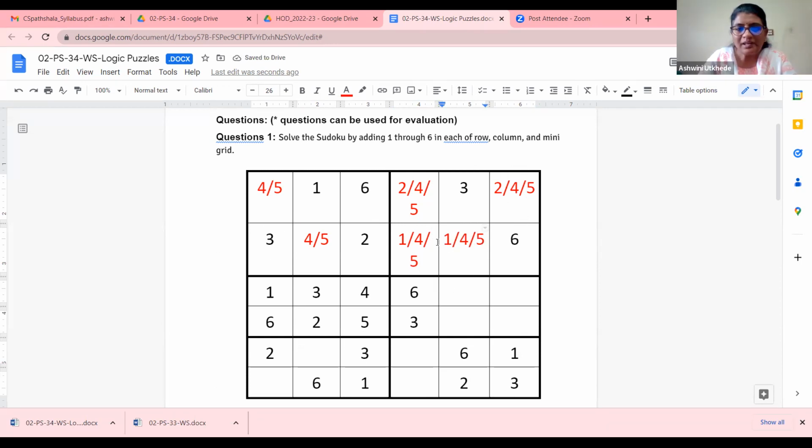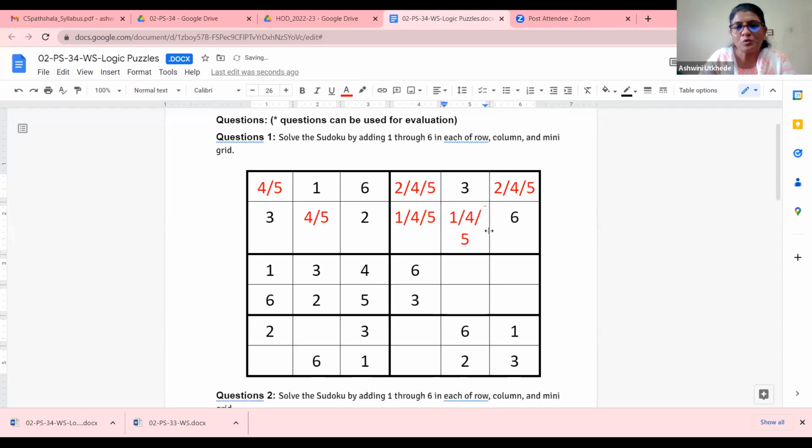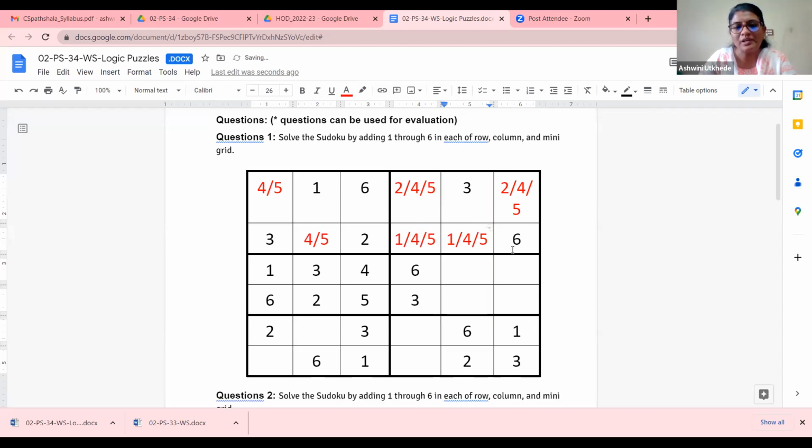So the second mini grid we have done with, but still we are not in a position to fix the position of each of these numbers. Now the third mini grid is already filled. So we will now go to the fourth mini grid, where we have 6 and 3 written.